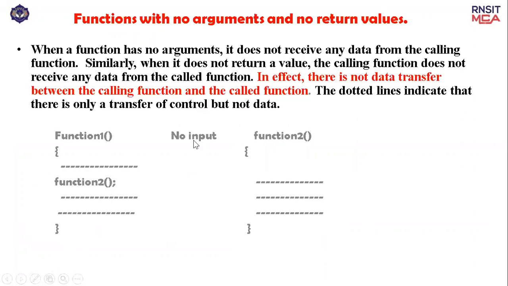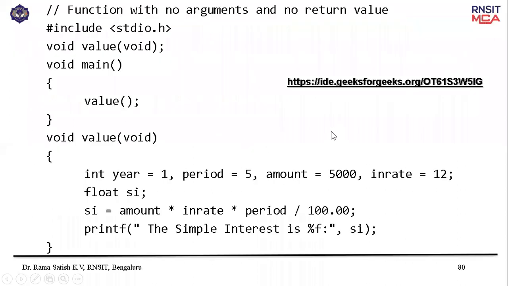That is functions with no arguments and no return type. So here you're not passing any argument and you are not returning any argument. It looks very straight. And of course, you can see there is one example for this. You can see you're calling value.